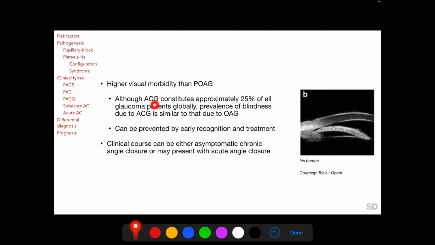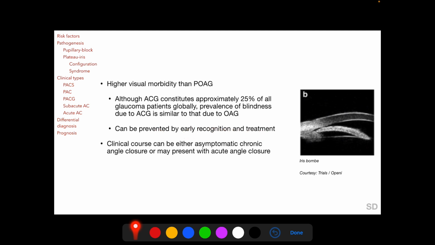Although angle closure glaucoma constitutes approximately 25% or 1/4 of all glaucoma patients globally, prevalence of blindness due to angle closure glaucoma is similar to the prevalence of blindness due to open angle glaucoma. But in some races, such as East Asians and Eskimos, the prevalence of angle closure glaucoma is actually more common than the prevalence of open angle glaucoma. Angle closure glaucoma and its high visual morbidity can be prevented by early recognition and treatment.